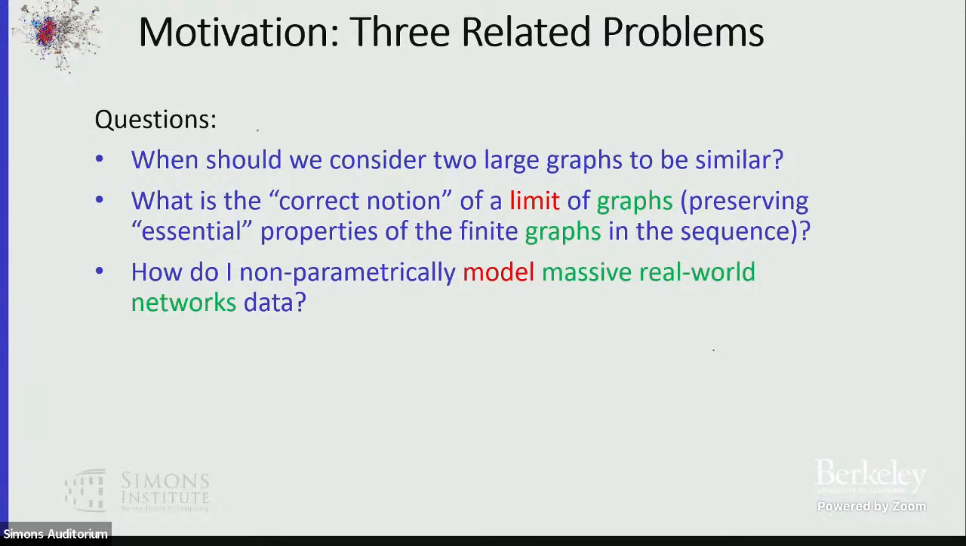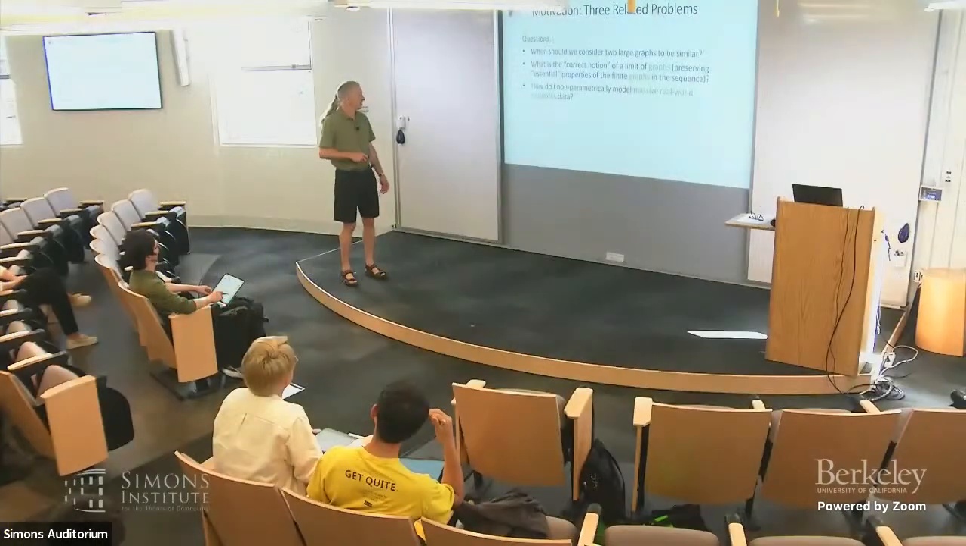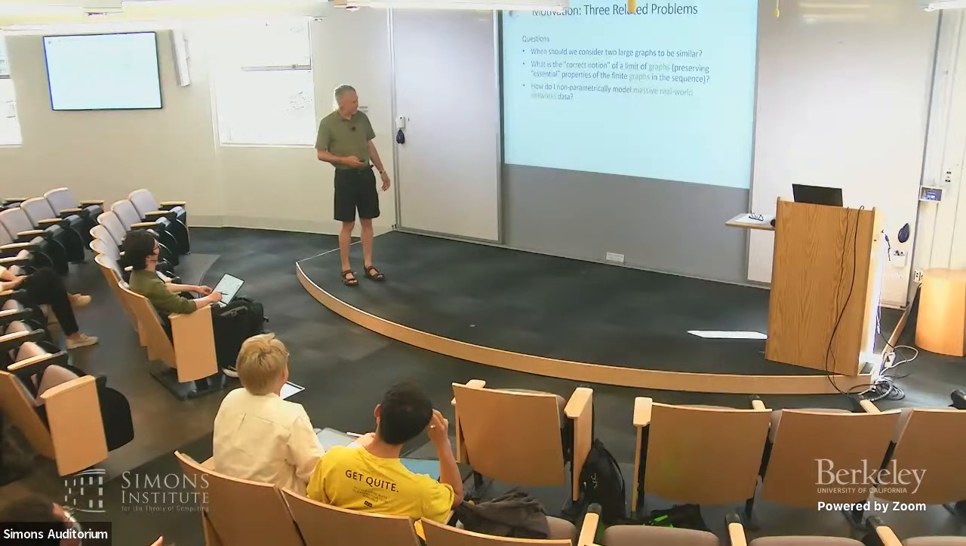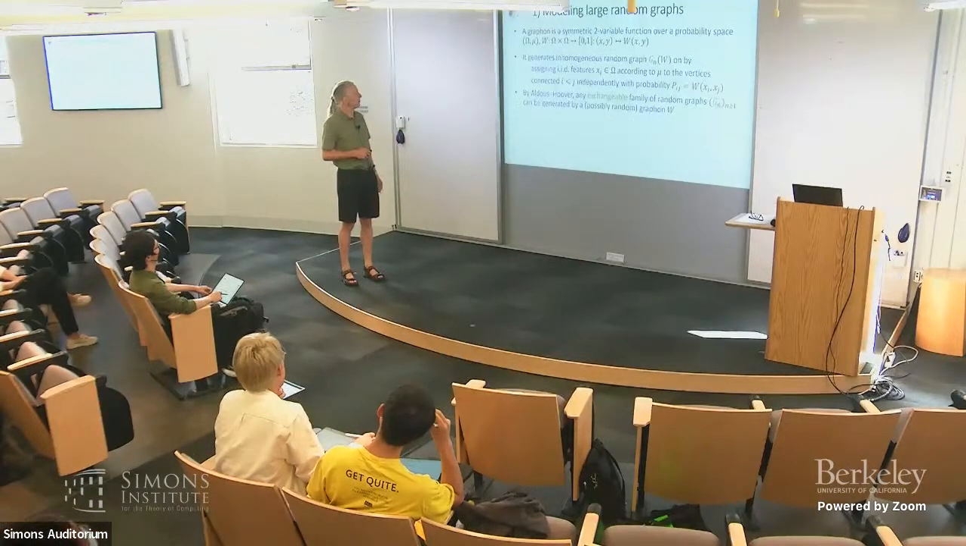So we are interested in: should we consider two large graphs to be similar? What's the correct notion of a limit? And how do we model non-parametric models? I addressed this question at length. So here is the summary.